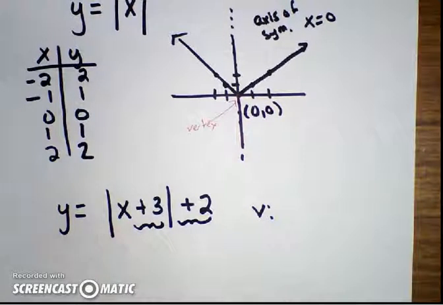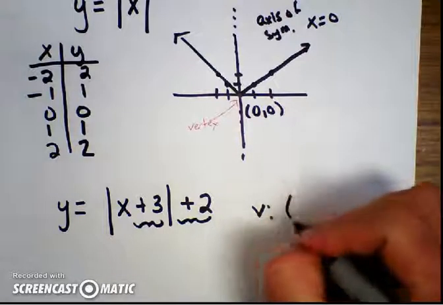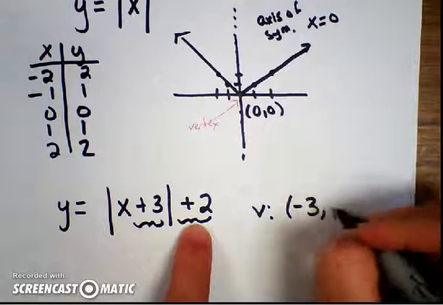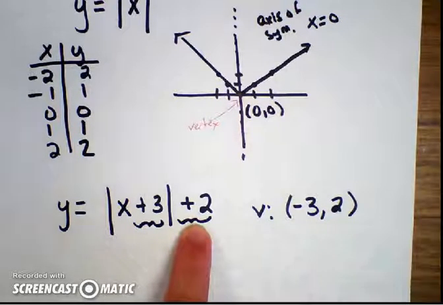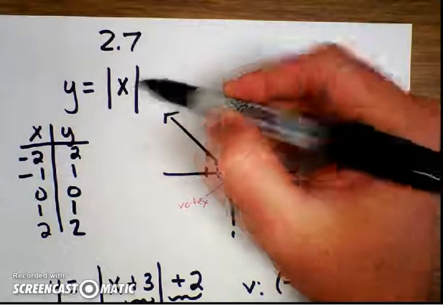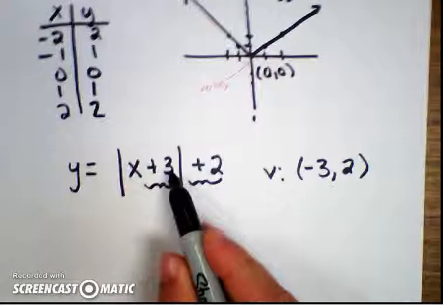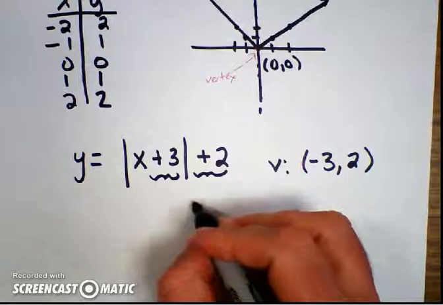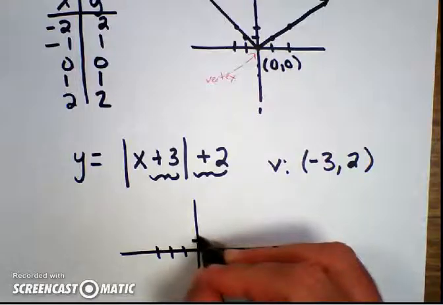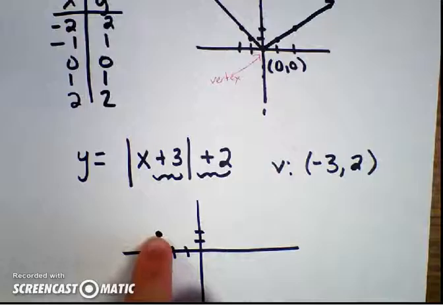The vertex now is always the opposite of what's on the inside. So that's a positive 3. The opposite of that's a negative 3. And then whatever number is on the outside, which in this case is just a 2, will stay a 2. So you notice there was no numbers in here. This is really x plus 0 and then a plus 0. That's why the vertex was at the origin. But opposite of the inside, whatever's on the outside. So my new vertex is -3, positive 2, which is right here. So my graph shifted left 3 units, up 2 units.